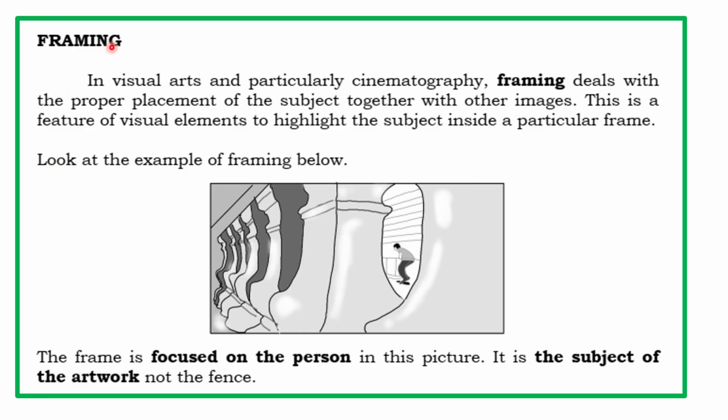Framing. In visual arts and particularly cinematography, framing deals with the proper placement of the subject together with other images. This is a feature of visual elements to highlight the subject inside a particular frame. Look at the example of framing below. The frame is focused on the person in this picture. It is the subject of the work, not the fence.